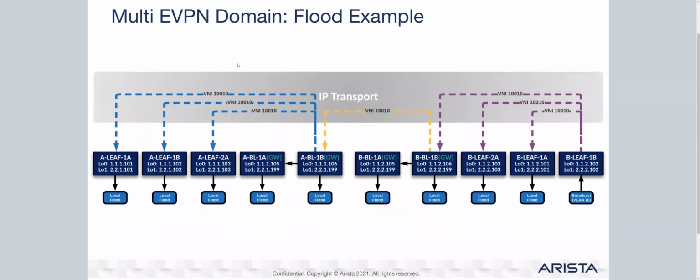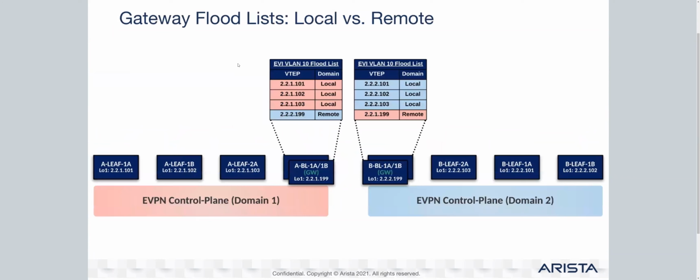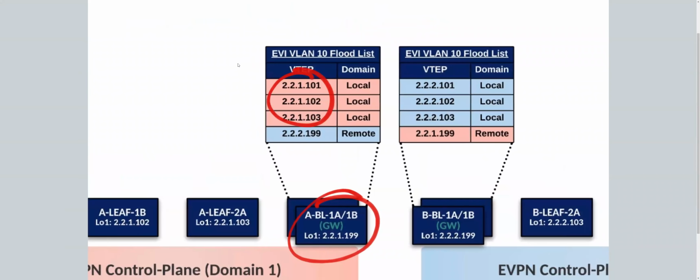All right, so this maintains a smaller flood list, and again, IP reachability isn't really required between VTEPs in the different remote domains at this point. But it does bring up that concept of local versus remote flood lists. So over in Fabric A, those gateway nodes see their local domain VTEPs as local, and they see the remote domain VTEPs as, surprise, remote.